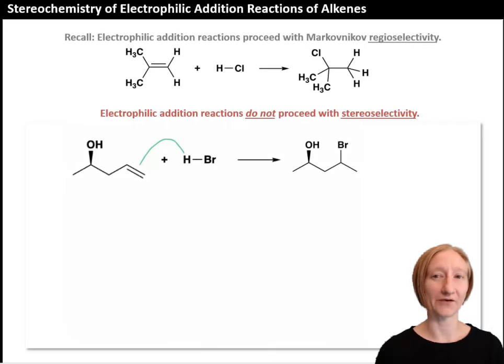So in more detail, the alkene will attack the hydrogen of the HBr bond, and the HBr bond will break and the electrons will go to the bromine. This forms a carbocation intermediate. And we have to remember that the carbocation intermediate is planar. And the cation is associated with a p orbital that sits above and below the plane of the carbocation.